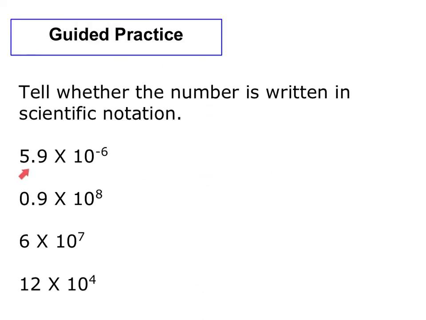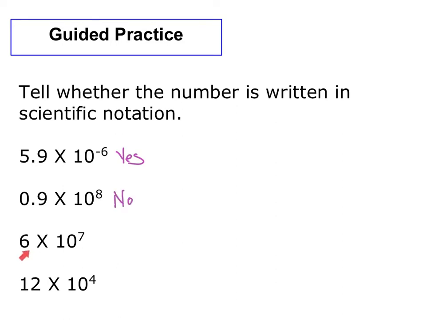Let's determine if these numbers are written in scientific notation. I have 5.9 times 10 to the negative 6. 5.9 is a factor that is greater than 1, but less than 10. So this one is yes. The second one, 0.9 times 10 to the power of 8, is not written in scientific notation because 0.9 is less than 1. So this one is a no.